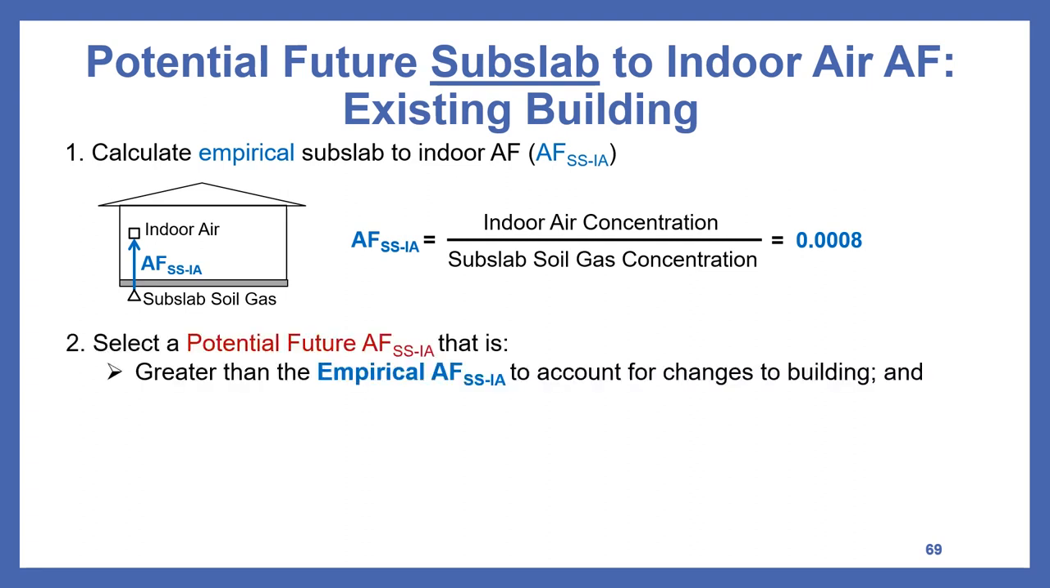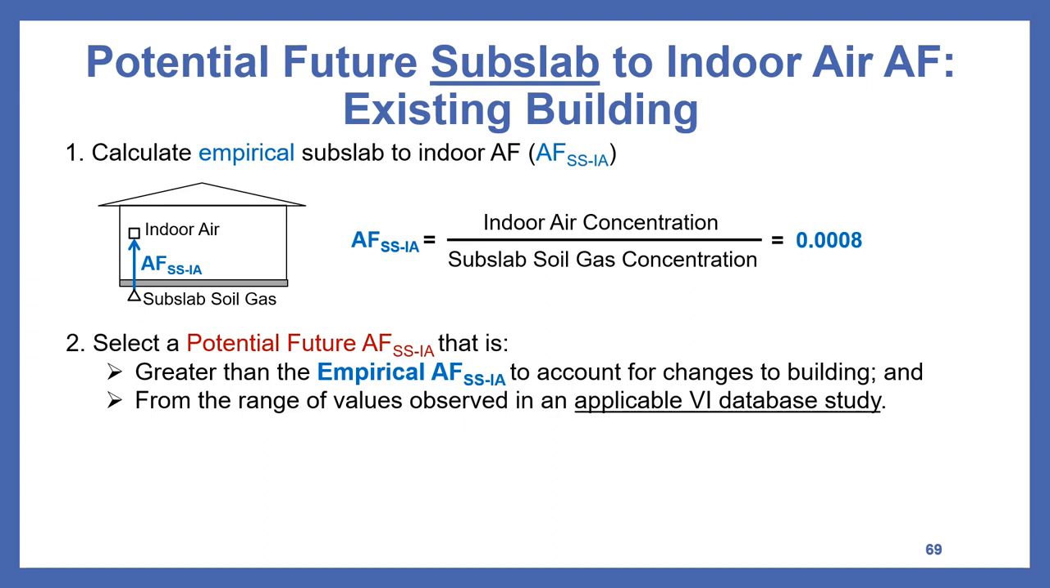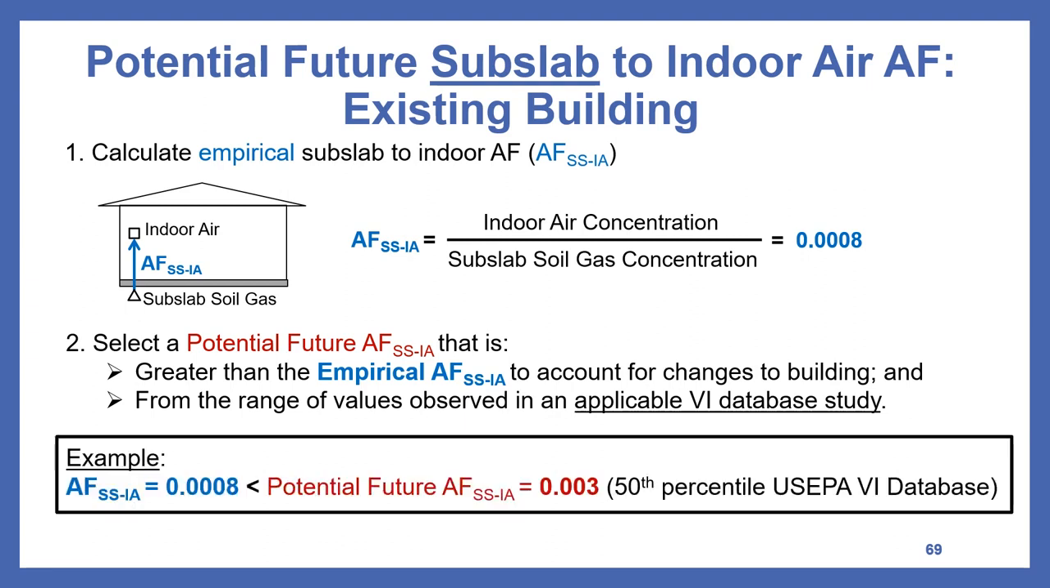So next, we're going to select a potential future attenuation factor. This value needs to be greater than our empirical measured attenuation factor to account for changes to the building over time. And typically, you're going to select this value from a range of values that are observed in an applicable VI database study. In this example, we're selecting 0.003 as the potential future attenuation factor. It's the 50th percentile of the US EPA VI database. And you can see that this value is greater than our measured value.